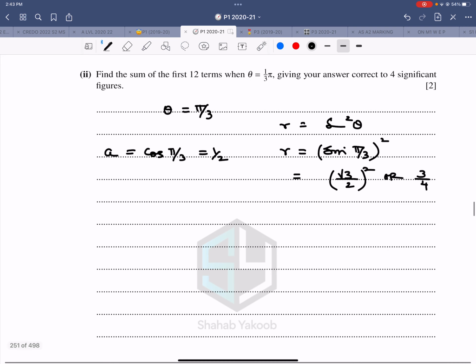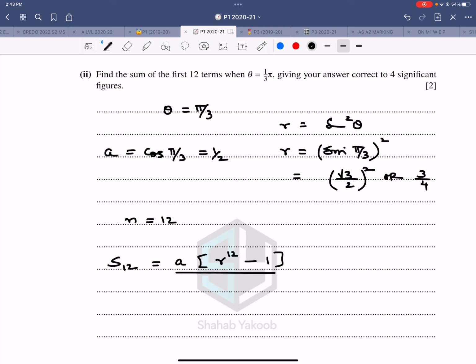So therefore, n is 12, sum of 12 terms. I'll simply write it down. That is a, r to the power 12 minus 1 over r minus 1. You can also write the other one, sum of 12 terms, a times 1 minus r to the power 12 over 1 minus r. Simply plug in and you get the answer. They're asking for the answers to correct 4 significant figures, so you have to use a calculator rather than exact form.